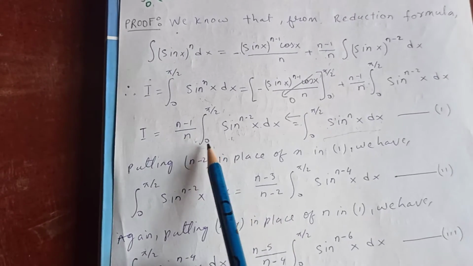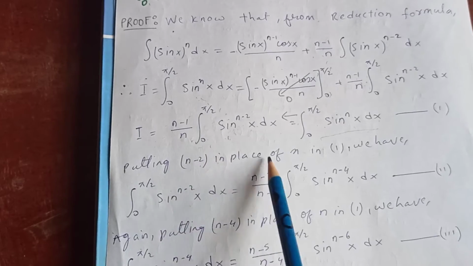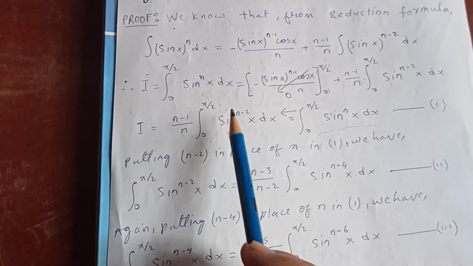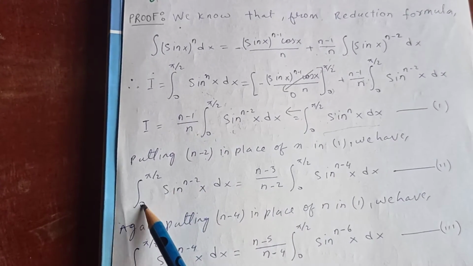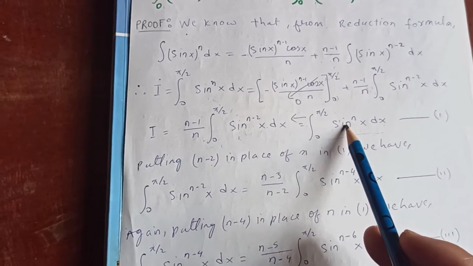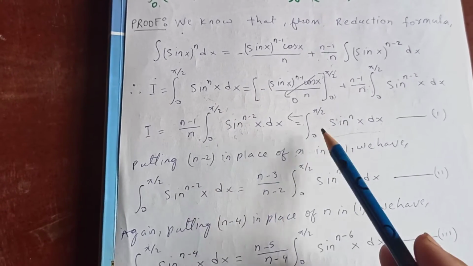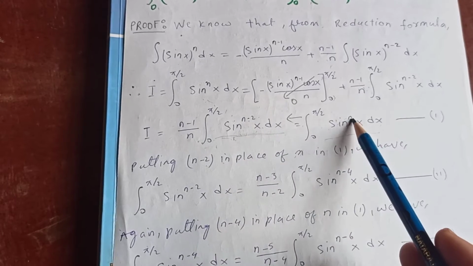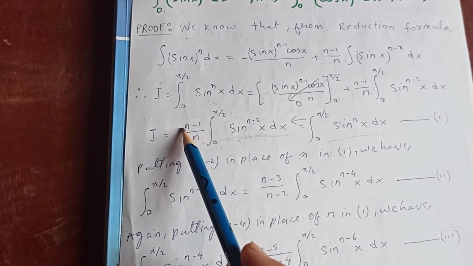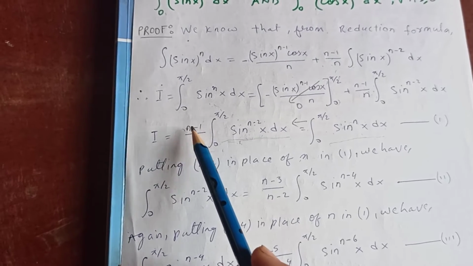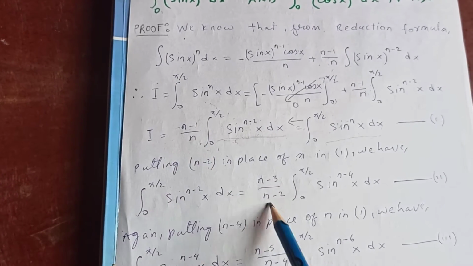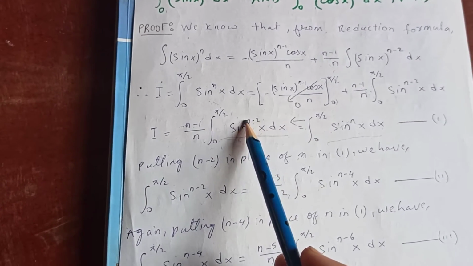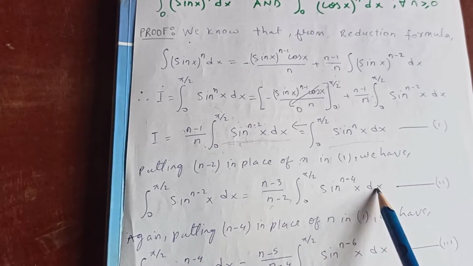Now putting n-2 in place of n in equation 1, in place of n you substitute n-2. So the integral from 0 to pi/2 of sin^(n-2) x dx, which is what we need, is equal to (n-3)/(n-2) times the integral from 0 to pi/2 of sin^(n-4) x dx.